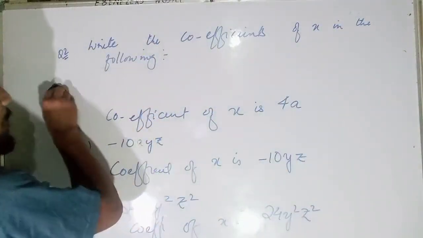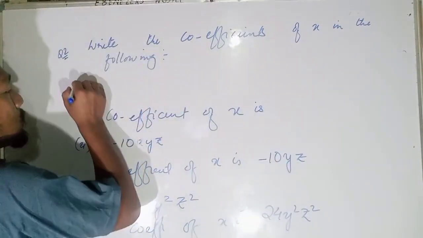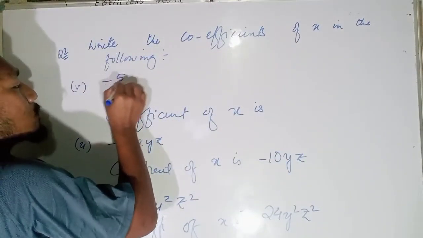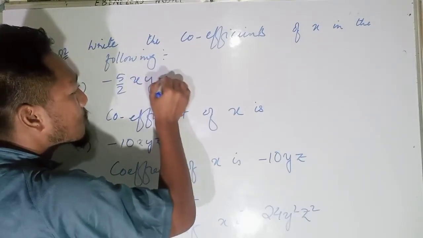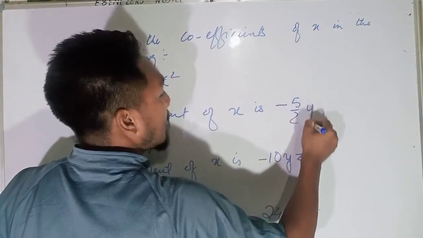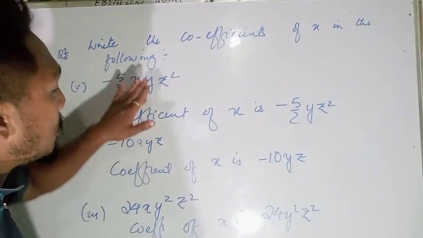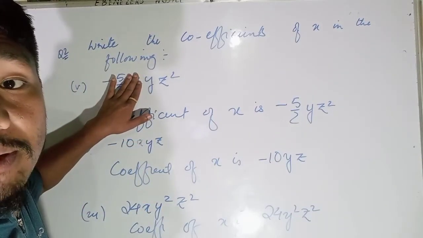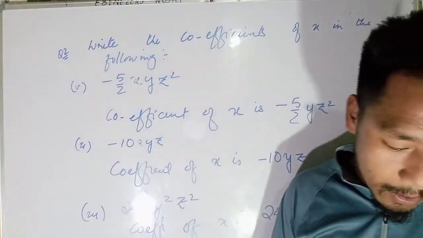Now number 5. Your number 5 is minus 5 by 2 x y z square. So what is the coefficient? Minus 5 by 2 y z square is the coefficient of x. Only close the x and the remaining numbers are the coefficient of x. Okay, so in this way you try to solve it.